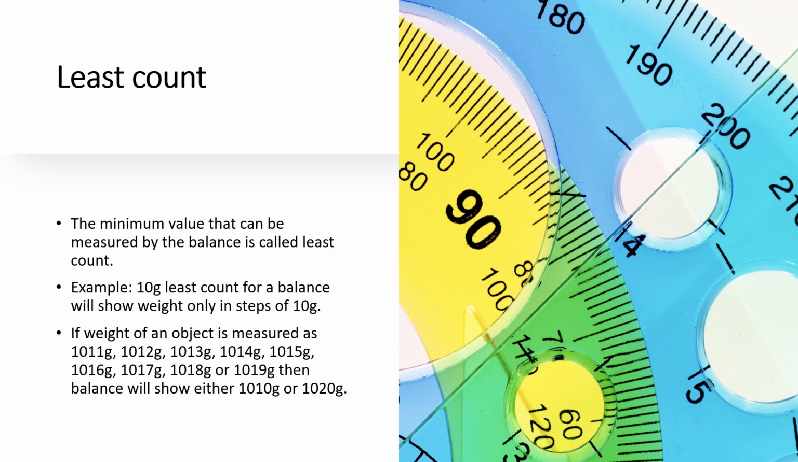This depends upon the design of the balance by the manufacturers. That means it will not show 1011 or 1012 or so on. It will always show the reading in 10 steps only, like 1010 gram or 1020 gram.